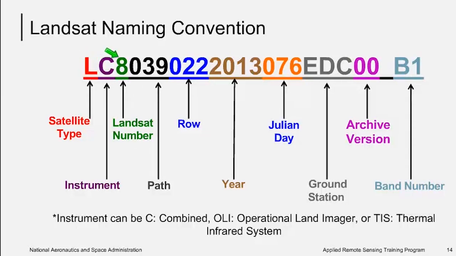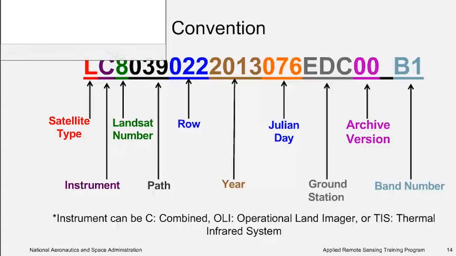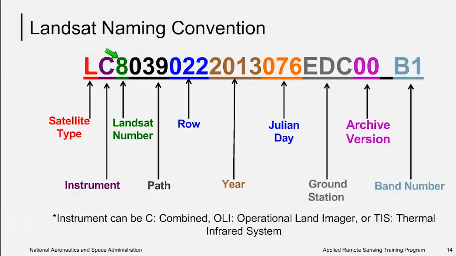Next is the Landsat number. Here it's 8, or it could be 5 or 7, depending on which Landsat satellite you're using. Next is the path number, and then the row number. The path and row refer to the Worldwide Reference System, or WRS, which is a global notation system for Landsat data. The paths are specified by sequential path numbers from east to west of the nominal satellite orbit tracks. The row refers to the latitudinal center of each scene.